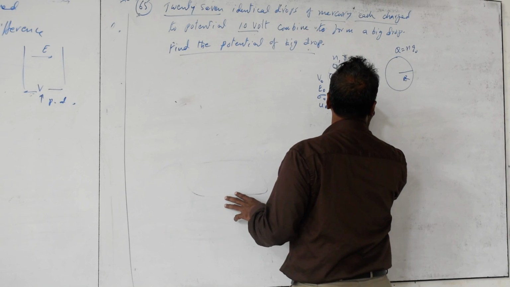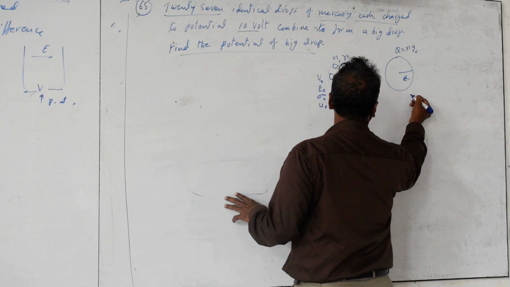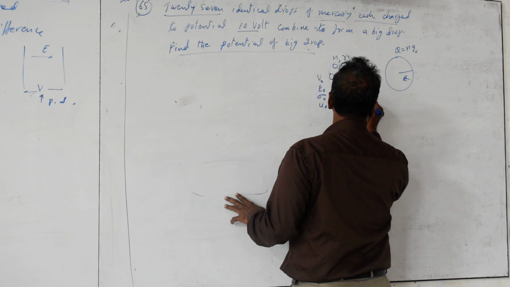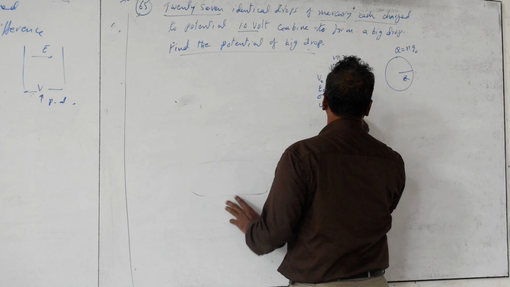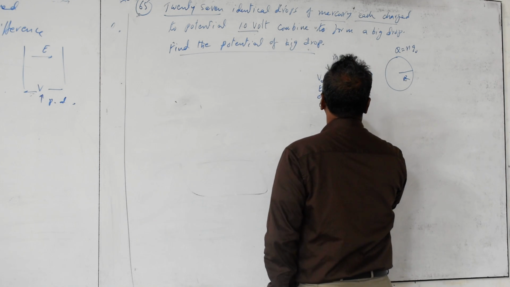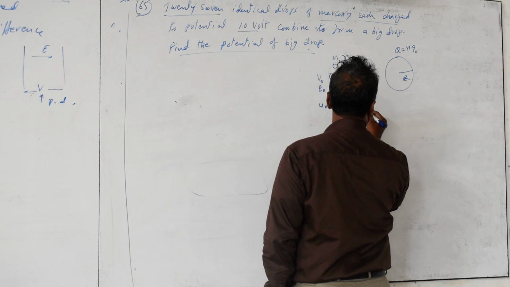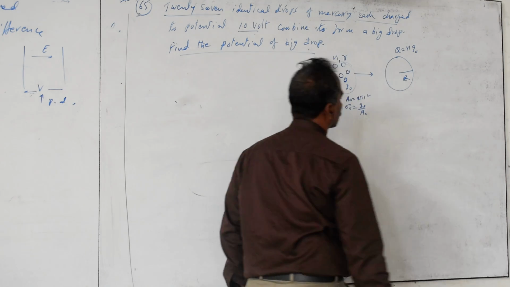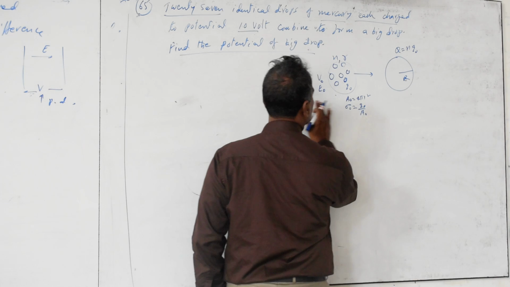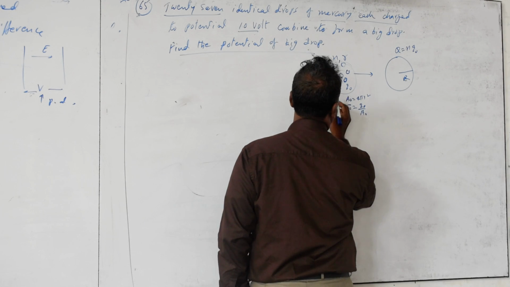Surface area I will take as A naught. Here the surface area is A. This is nothing but 4 pi r square for each one. And sigma naught is equal to Q naught by area, the surface density. Energy I am not going to discuss now, later we will discuss.